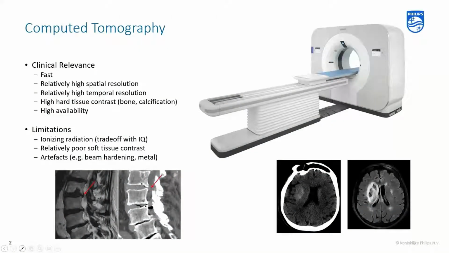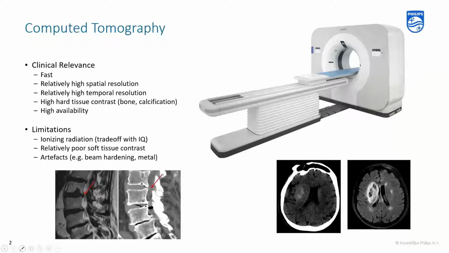Maybe I can just briefly describe CT. I think a lot of people know what CT is, but just in general, clinically, where CT has its strengths. CT is really important in the radiology department in emergency because it's fast. It's used especially in emergency situations when answers are needed right away. In addition to speed, the spatial resolution and temporal resolution are quite high compared to other modalities like MRI, or especially molecular imaging. And of course, the hard tissue contrast, so for bone or for calcifications, is very good with CT. So it's an ideal modality for this. Also, because it's relatively inexpensive compared to other modalities like MRI, it's quite highly available.